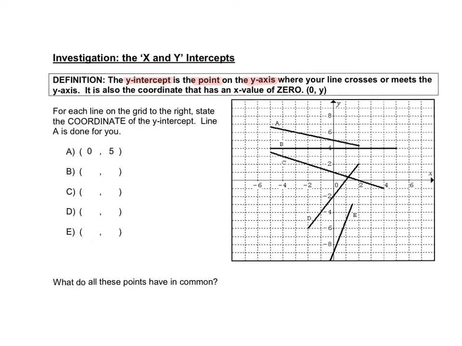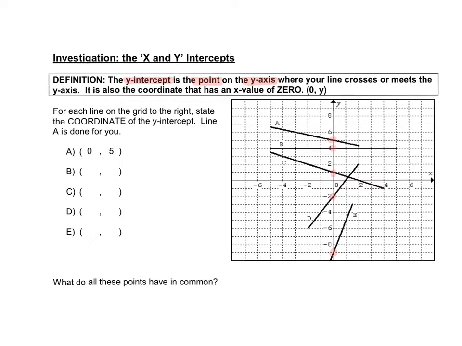So if we look at lines A, B, C, D, and E, I'm just going to highlight all the y-intercepts. These are the points where the lines are crossing the y-axis. Now let's write the coordinates of all these points. For line A, what will be the y-intercept? 0, 5. It's filled up for you.